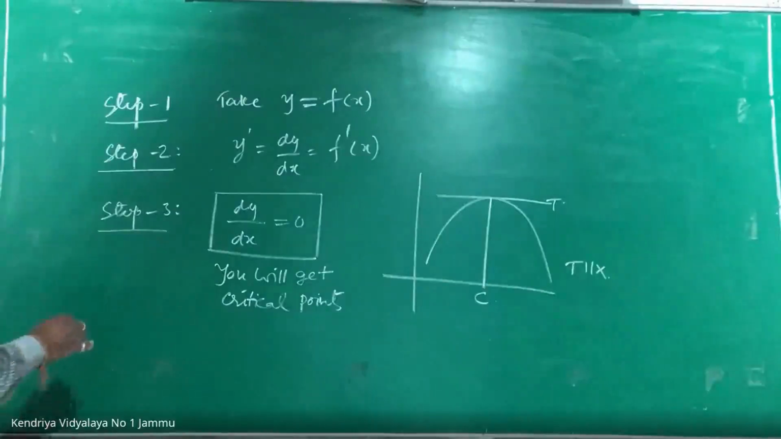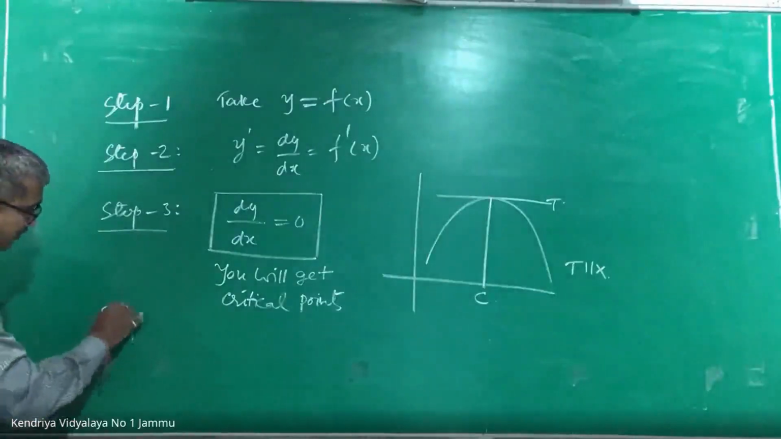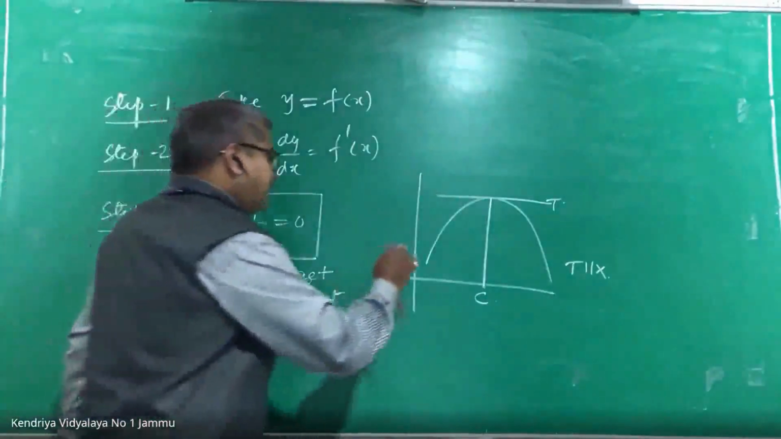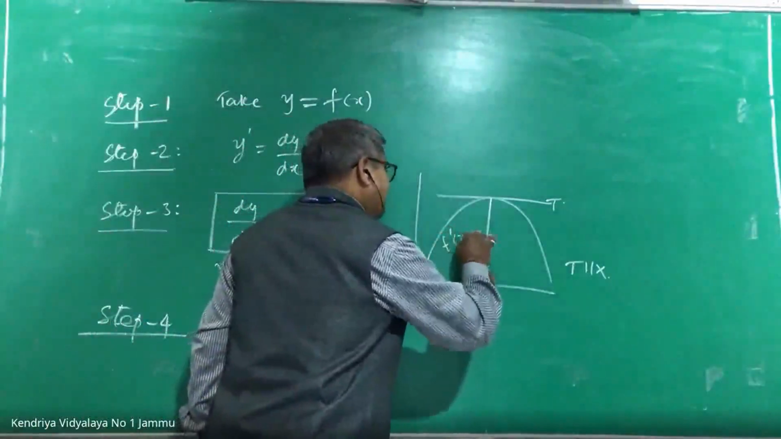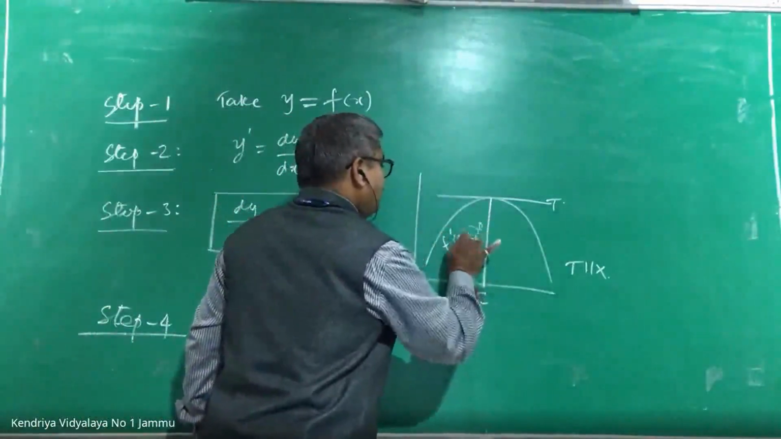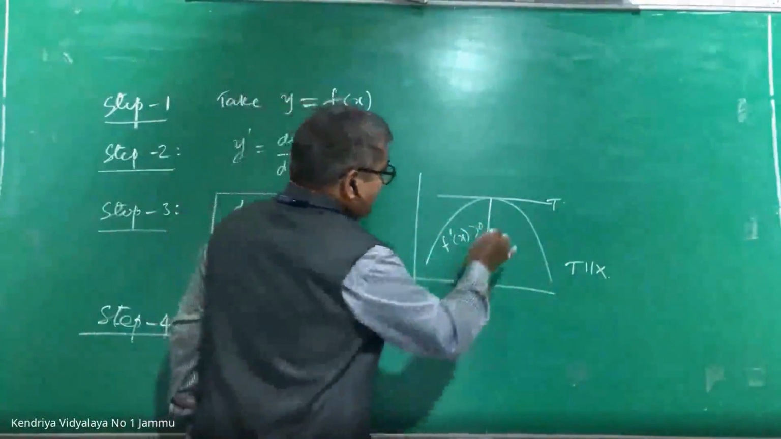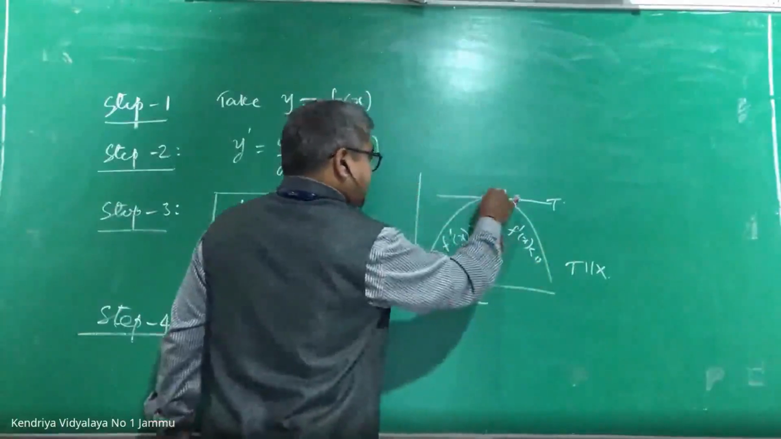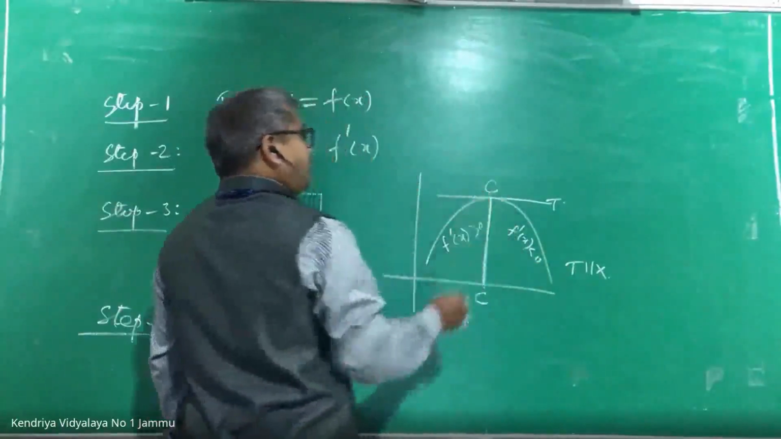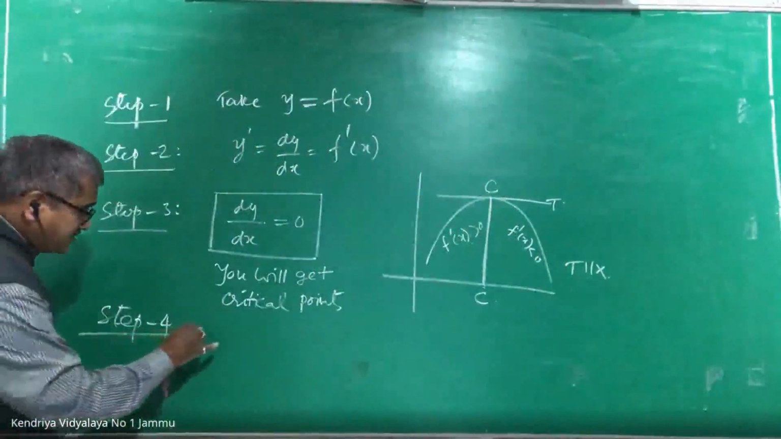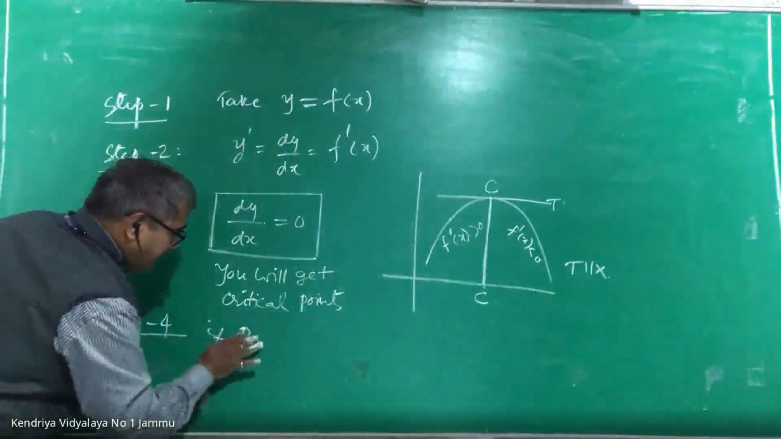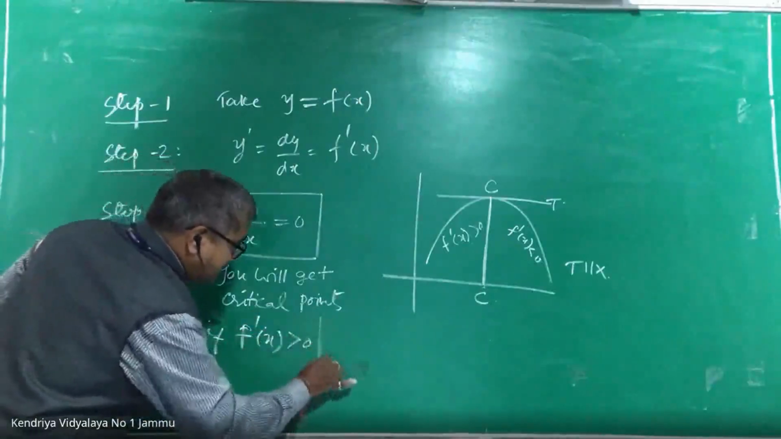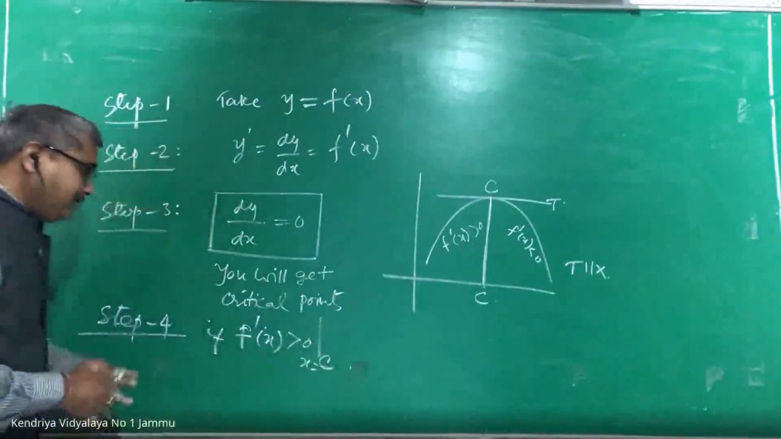So, step 4 is applying the rule. What is the rule? If f dash x is greater than 0 and then f dash x is less than 0 on either side of the point C, then point C is called point of local maxima. That is, if f dash x is greater than 0 at C, x is equal to C critical point.